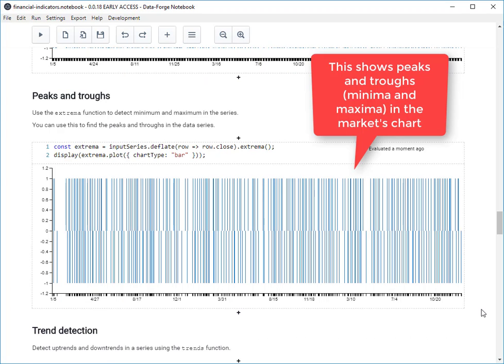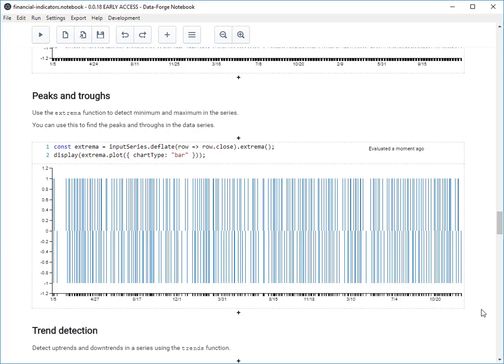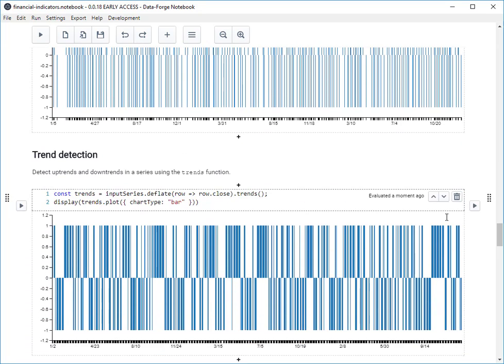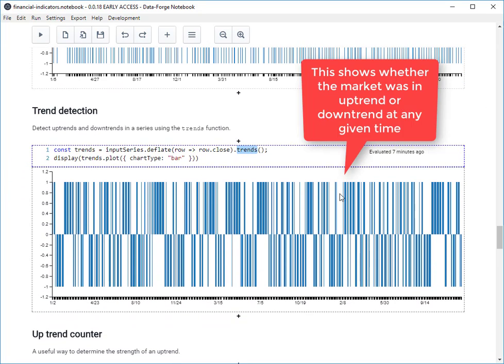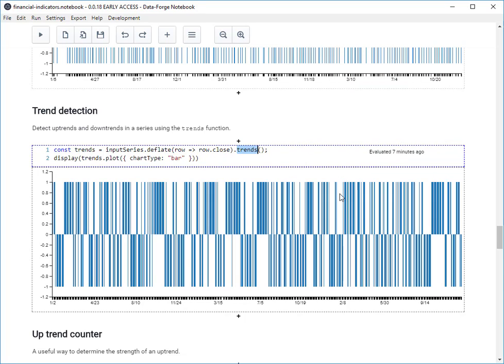Peaks and troughs is very cool. It'll return you -1 or 1, depending on whether the market has made a trough or a peak. This is using the extremer function. We can actually build on that, and the trends function does build on that, and it detects uptrends and downtrends in the market. So it'll give you back a +1 or a -1, depending on whether the market is uptrending or downtrending. This is actually really useful in trading if you only want to buy companies that are, say, uptrending.